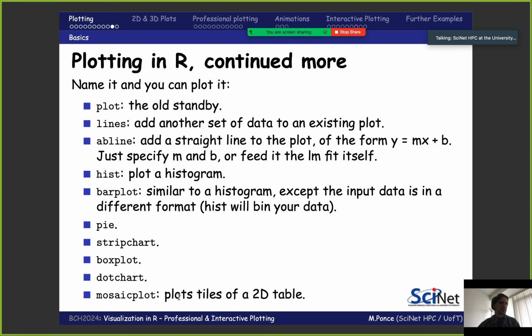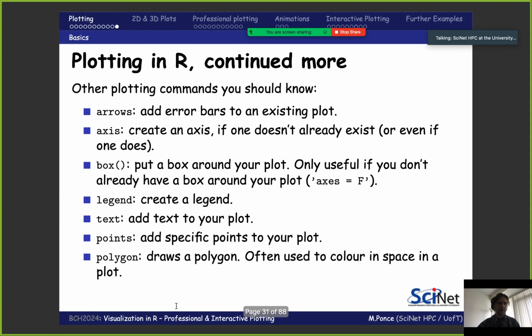This is similar to the mosaic plot that we created when we started exploring the linear modeling topic last class. And there are others, right? For instance, there are these ones that are more like tools, I would say, like arrows. This is what allows you to actually add error bars to an existing plot. Axis allows you to basically take full control of how the axes are drawn in the plot, and this one we are going to see in more detail in the examples about professional plots.